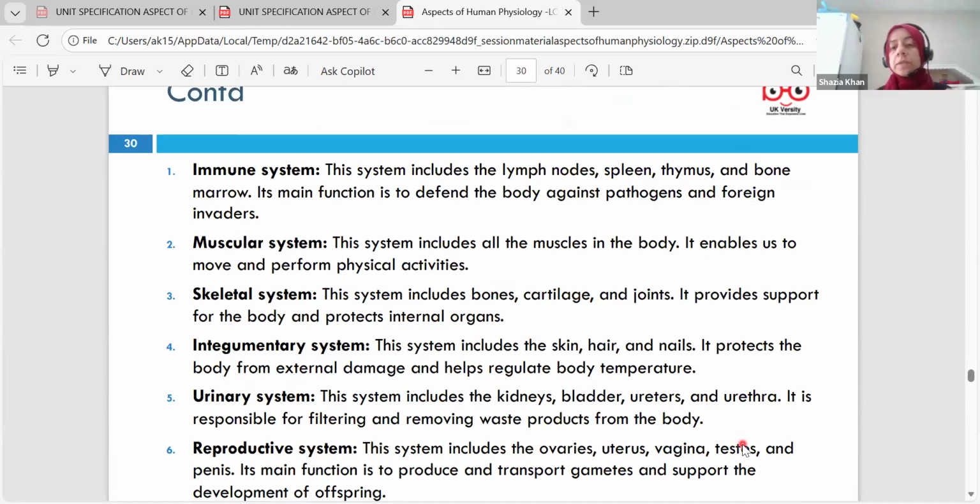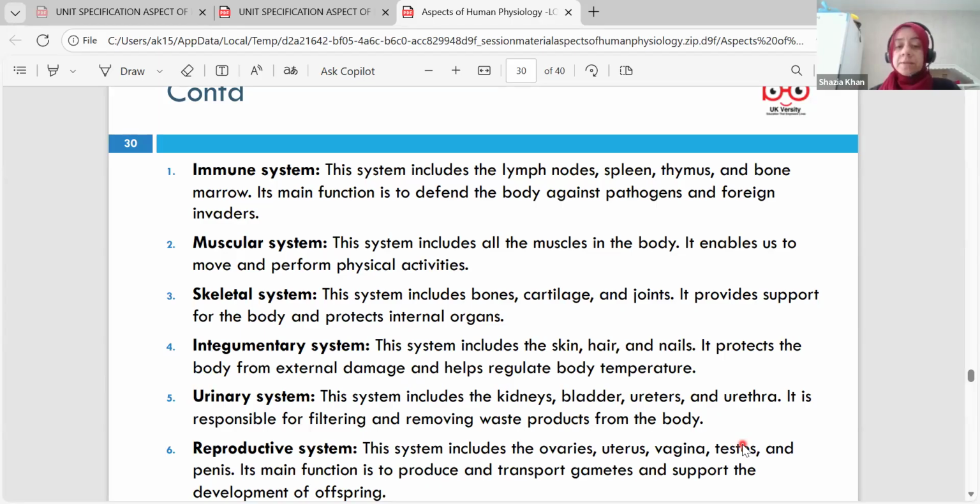We have the lymph nodes within our body. You have the spleen, the thymus, and the bone marrow, which comprise the immune system. The muscular system, all muscles in the body, enable us to move and perform physical activities. The skeletal system is made up of bones, cartilage, and joints. It provides support and protects the internal organs. The integumentary system is the skin, the hair, and the nails. They protect the body from external damage and help regulate body temperature.